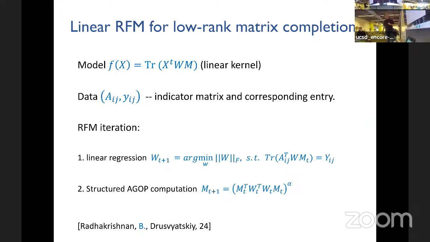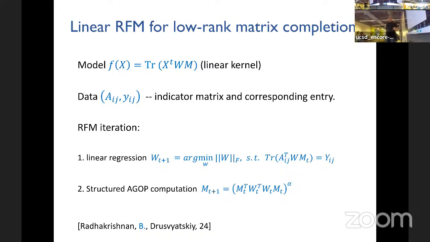And if you do this, linear RFM actually becomes the following algorithm. So you have a model, which is f of x equals trace, and you have data. And what is this data like? The data is just an indicator of each position in the matrix and then the corresponding entry. So you can think of A_ij being the matrix corresponding to the ij location in my matrix, and y_ij is whatever entry I'm observing. So I have a bunch of these observations, but far fewer than this full number of entries in the matrix.